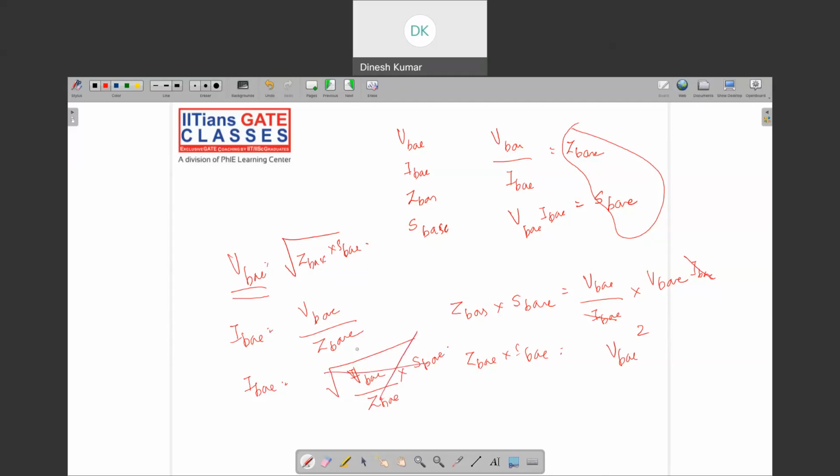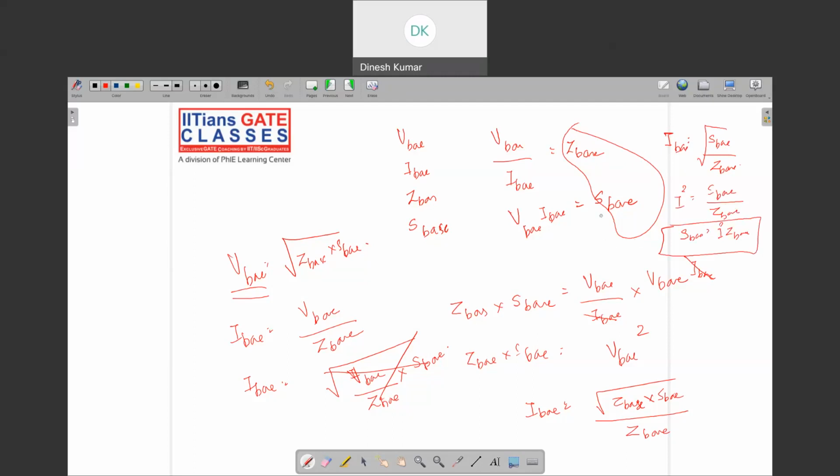So I base is equal to V base by Z base. V base is basically root of Z base into S base, divided by Z base. So I base equals root of S base divided by Z base. Taking the square of this, I base squared equals S base divided by Z base. So S base equals I base squared into Z base. So these are the basic equations we can derive.